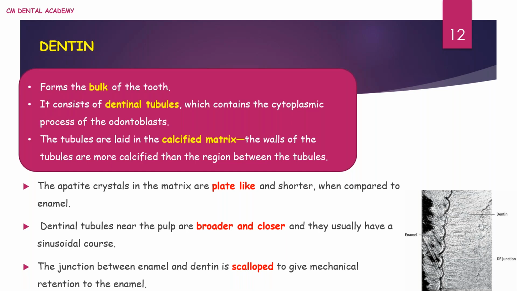The junction between the enamel and dentine is scalloped to give mechanical retention to enamel. Here you can see a scalloped enamel and a dentine, which are fused together by the scalloped junction between them, which is called the dentino-enamel junction. This scalloping helps in providing a retention form. It can withstand the masticatory forces, occlusal forces.